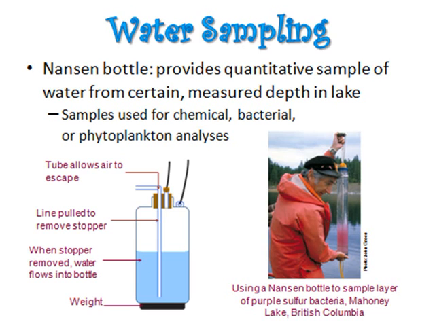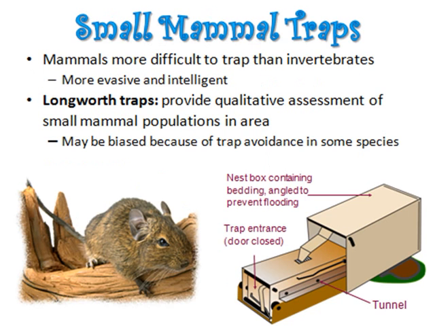Notice there's a weight at the bottom to help it sink further in the water, and you'll lower it down to your desired depth. The picture that you see there is a man collecting purple sulfur bacteria from a lake, and you can actually see the purple, so you can see what they're collecting in that Nansen bottle.